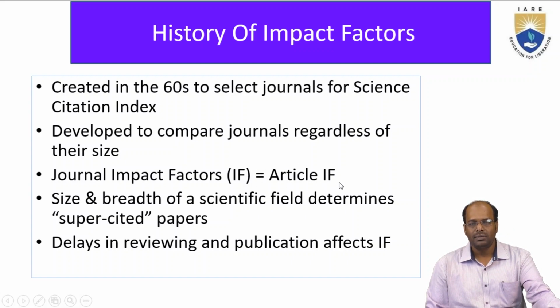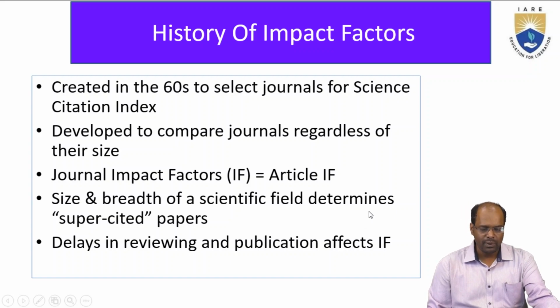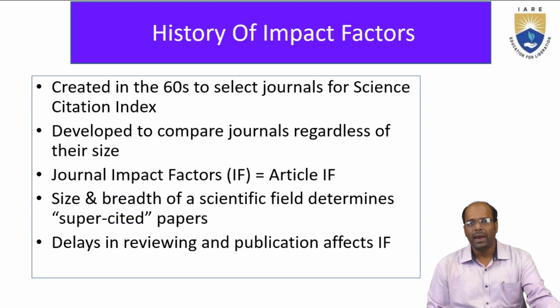For particular articles, some person X has 300 citations, another person has only 2, or person Y has only 2 citations, some person Z has 10, and some person W has none. Whatever the parameters, we will discuss the overall picture in later slides. Delays in reviewing and publication also affect the impact factor.